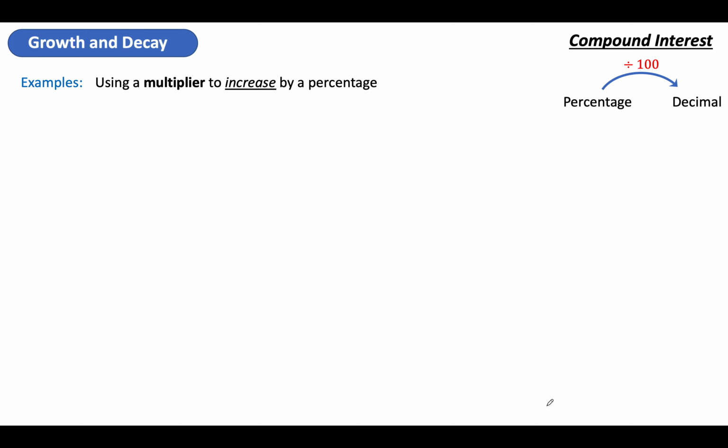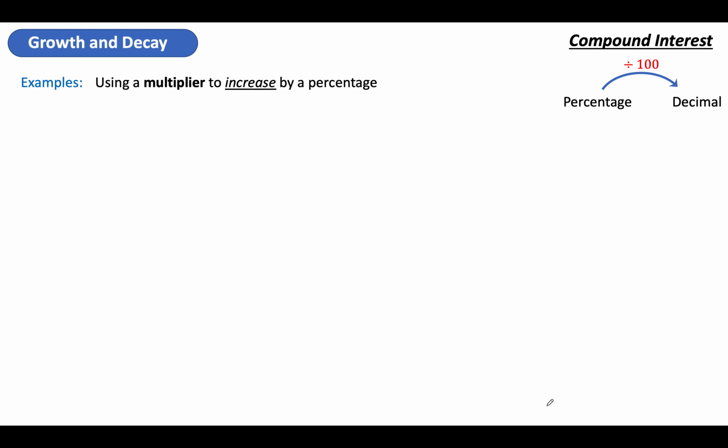So start with 100%. Always start with 100%. In this case, we're increasing. So we add on the 5% to get 105 and then change that into a decimal. So 1.05. Now that there is a multiplier, and it's a multiplier for increasing by 5%, 1.05. It doesn't matter what it is, if I times it by 1.05, I increase something by 5%.